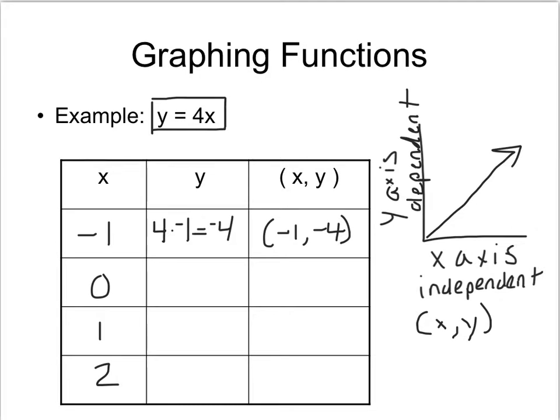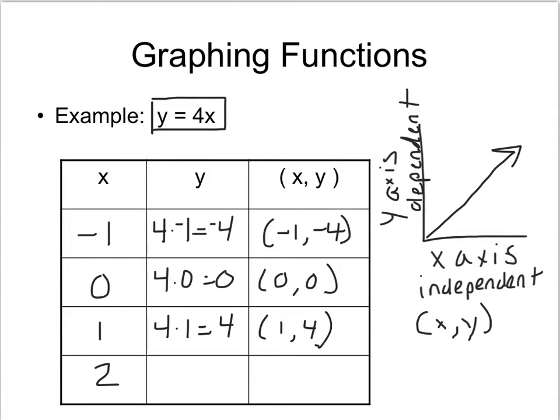Next, I'm going to replace the x with 0, and this expression is going to be 4 times 0, and 4 times 0 is 0. So the ordered pair is 0, 0. And next I'm going to replace the x with a 1. So the expression is 4 times 1, and 4 times 1 is 4. The ordered pair then is 1 and 4. And finally, I'm going to replace the x with a 2. So the expression is going to be 4 times 2, and 4 times 2 is 8. So the ordered pair is 2 and 8.